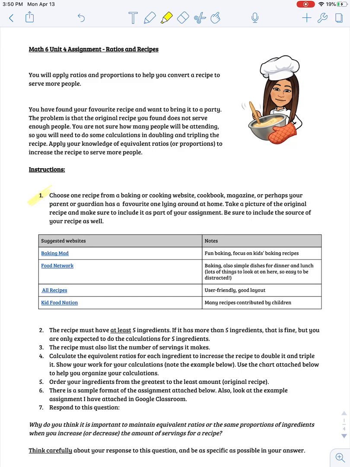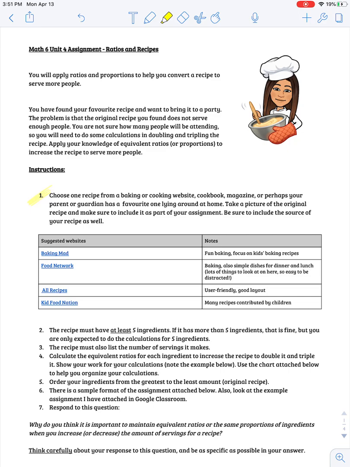This video will explain your ratios and recipes assignment. Before watching the video, you may want to follow along on your digital copy of your ratios and recipes assignment. You may also want to jot some notes down on a separate sheet of paper or in your math journal so that you understand all the information that's being communicated to you and make note of it. So if you need to pause the video to get organized, please go ahead and do so. So I'm going to continue.